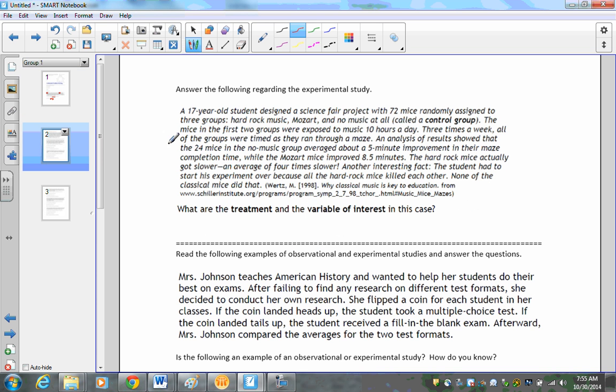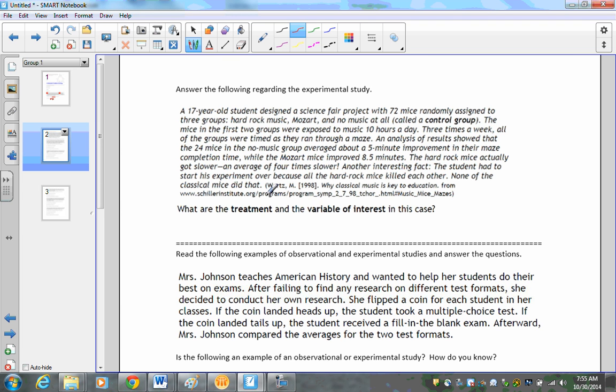Moving on. 17-year-old student designed a science fair project with 72 mice randomly assigned to 3 groups: hard rock music, Mozart, and no music at all. The mice in the first 2 groups were exposed to music 10 hours a day, 3 times a week, all of the groups. Go ahead and keep reading.